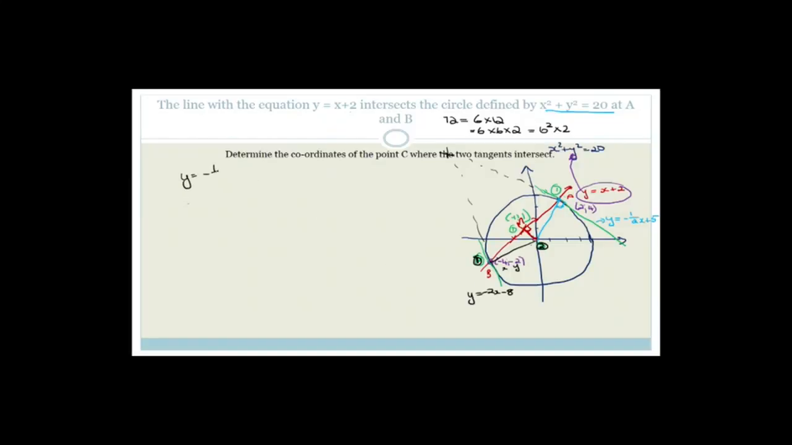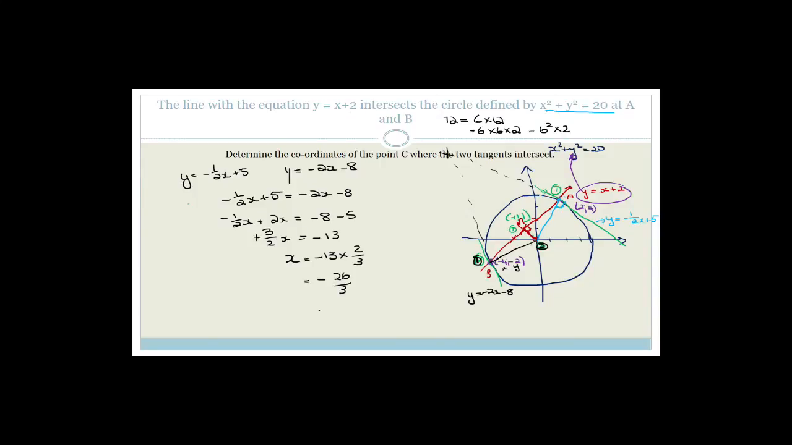So y is equal to minus a half x plus 5, and y is equal to minus 2x minus 8. And we need to find out where these two meet. So we let them be equal. Minus a half x plus 5 is equal to minus 2x minus 8. Let's take it across. You get minus a half x plus 2x is equal to minus 8 minus 5. So this is plus 1.5x, it's 3/2 x is equal to minus 13. So x is going to be minus 13 times by 2/3, which is minus 26/3. And if you divide that, 3 goes into 26 8 times, so it's minus 8 and 2/3.